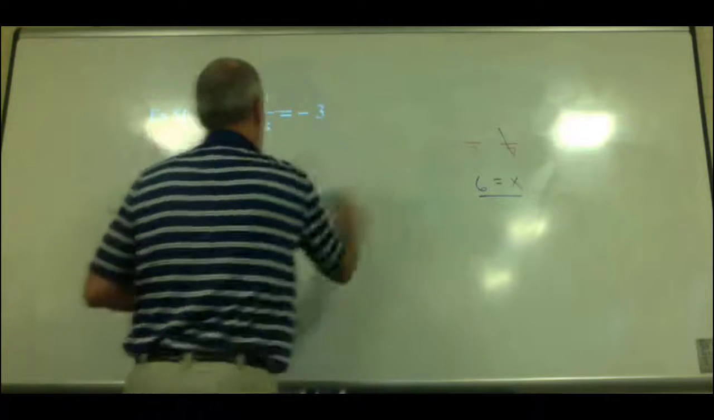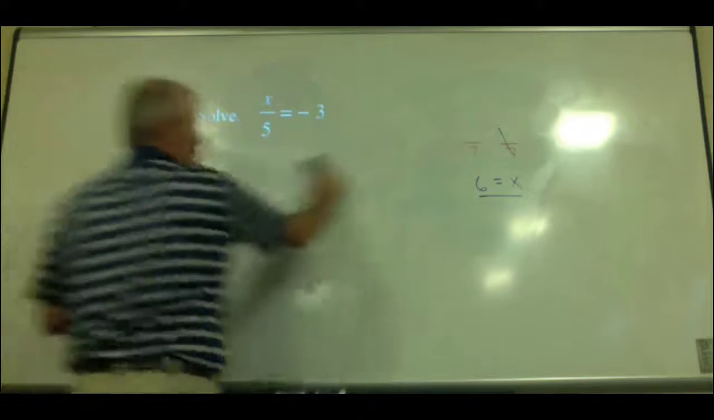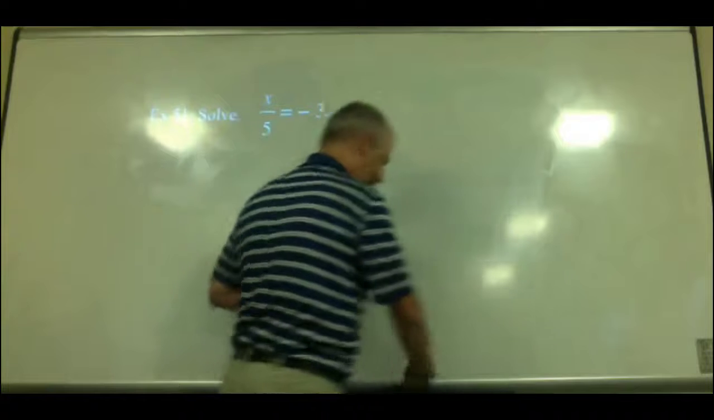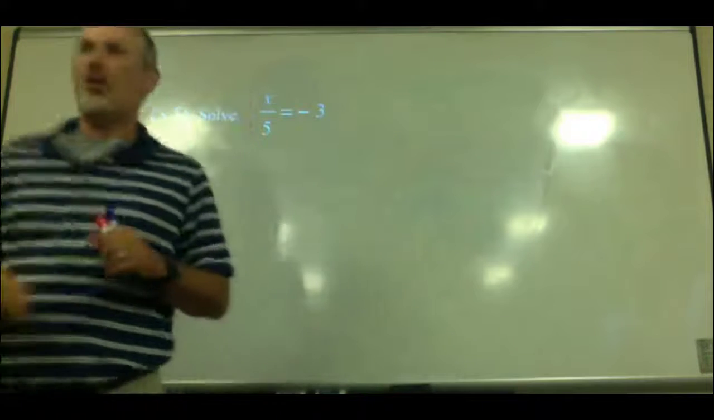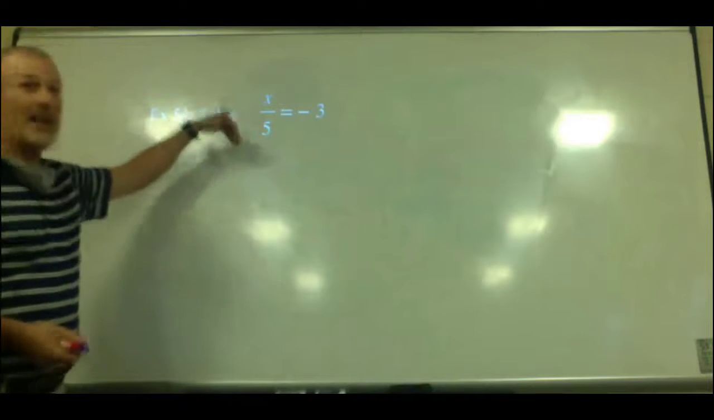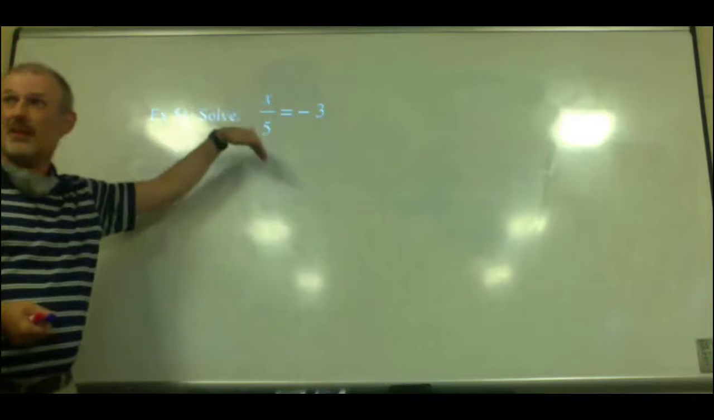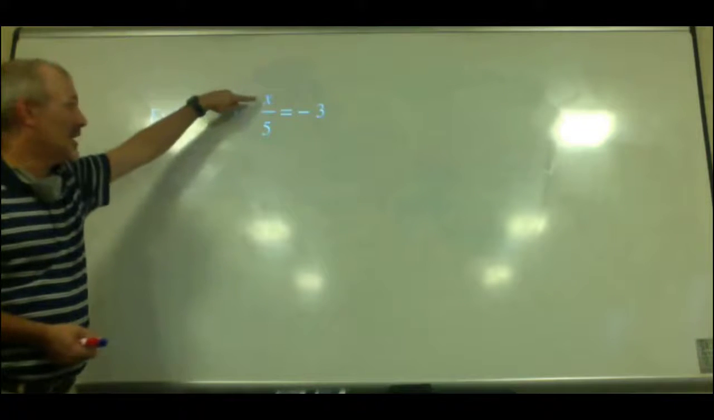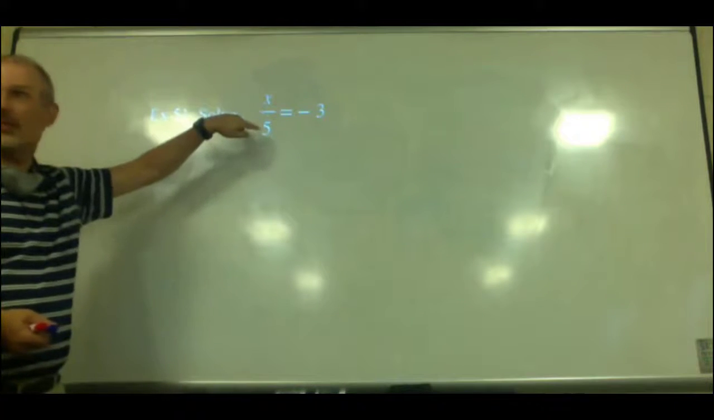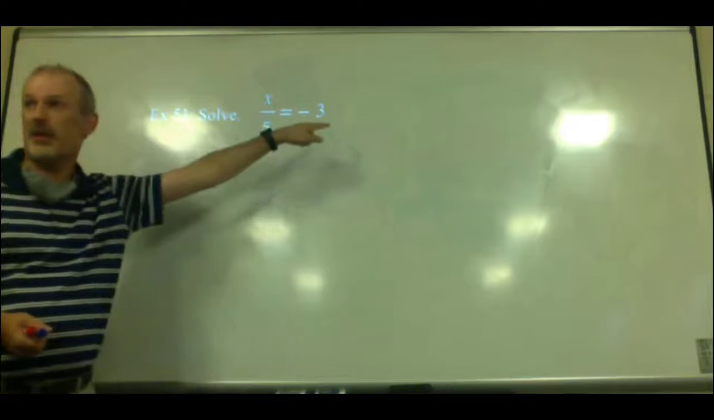Now division, remember, can be written in a couple different ways. You might see a division sign, you know, the line with the 2 dots, or you might see it written like a fraction. Remember that fraction just means divided by? So this means x divided by 5 equals -3.